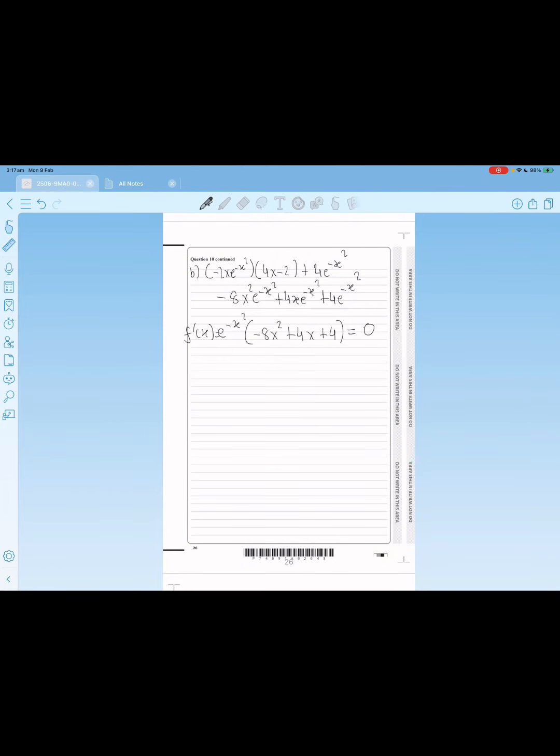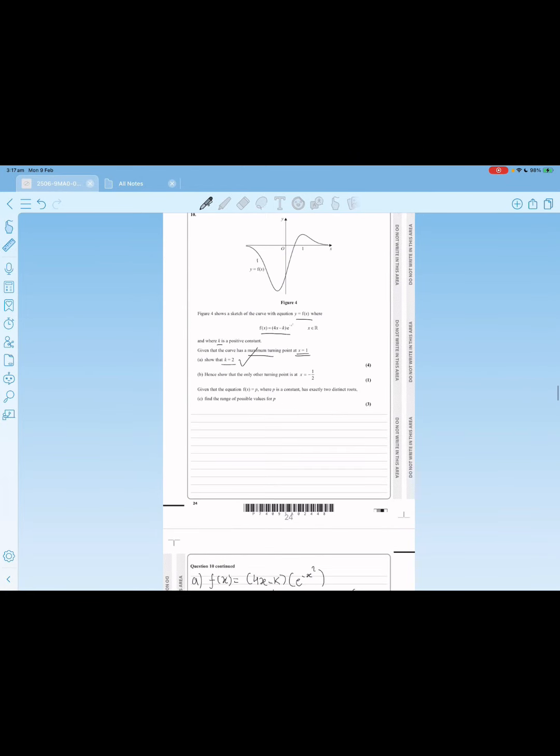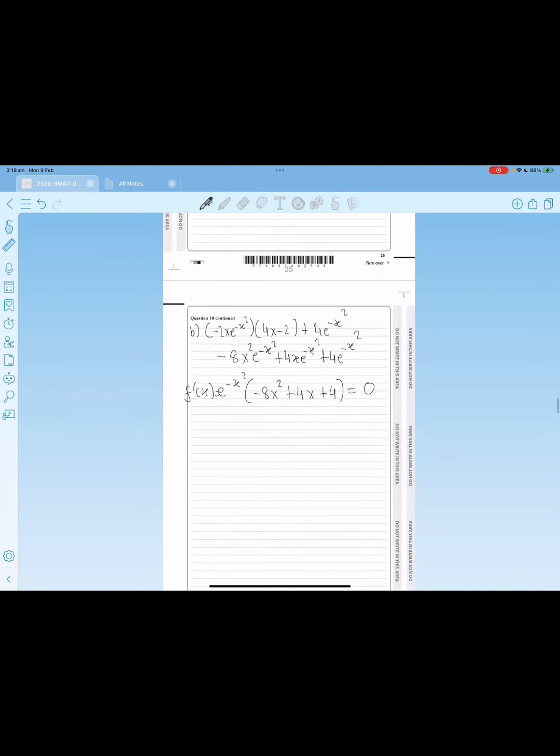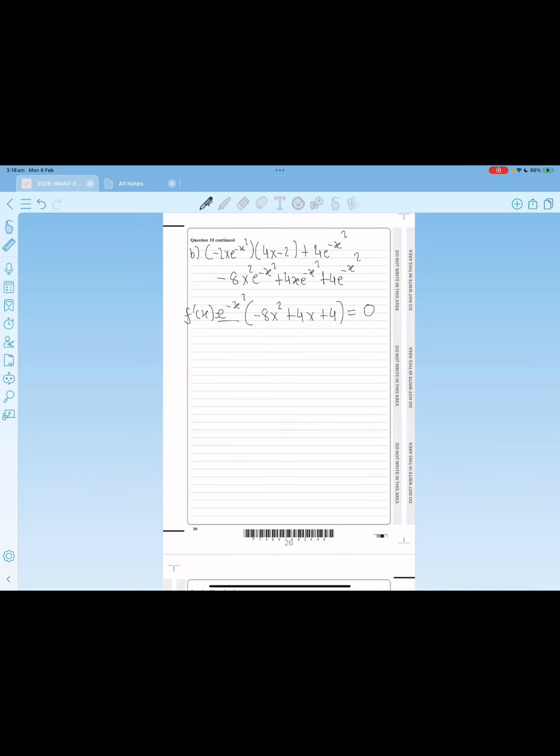Now the next step is, what does the question actually ask us? It says, show that the only other turning point is x equals minus half. Okay, so essentially we know that either e to the minus x squared would equal 0 or minus 8x squared plus 4x plus 4 equals 0. Now a quick proof: e to the minus x squared equals 0. Let's take ln: ln e to the minus x squared equals ln 0. This is undefined, so therefore this cannot have any x solutions.